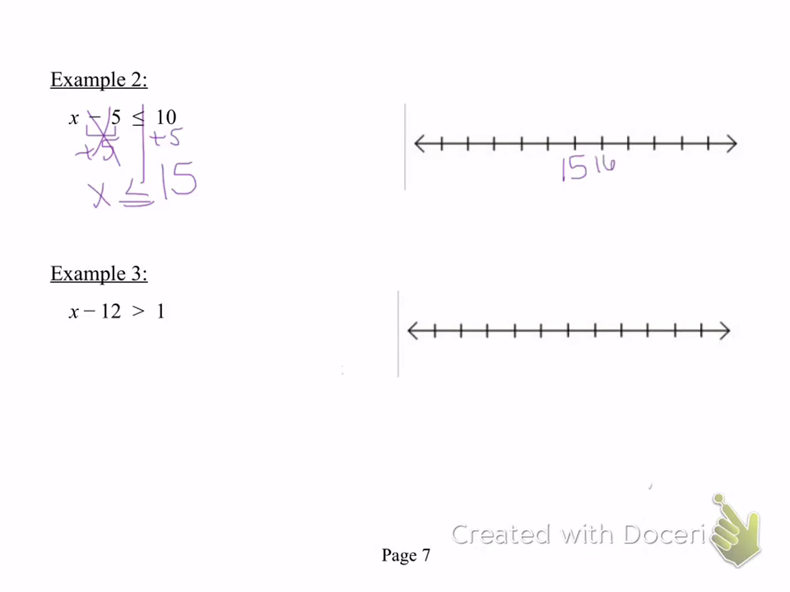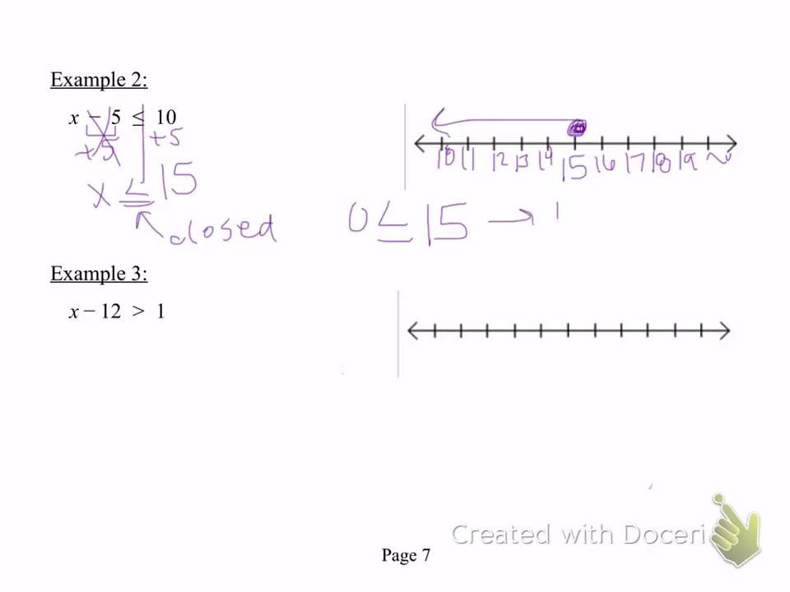Then we know we'll have 16, 17, 18, 19, and 20 over here. And then we have to go our opposite direction. So that's 14, 13, 12, 11, and 10. There we go. So we know that our circle is going to be closed because it has the equal to. It's going to be at 15. So go ahead and color in that circle. Now you do your testing point. So you have 0 is less than or equal to 15. Well, that's true. So you want to draw towards 0, because it's true.